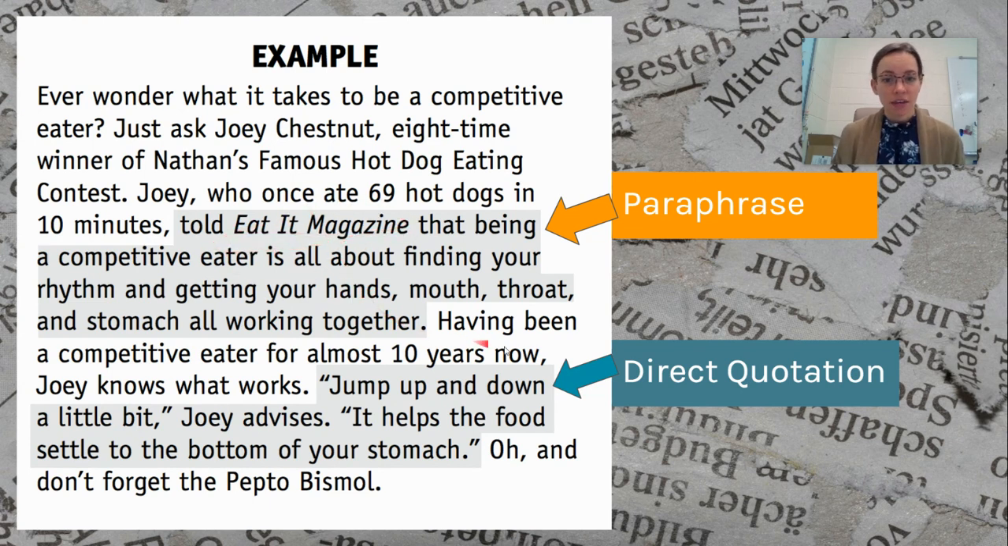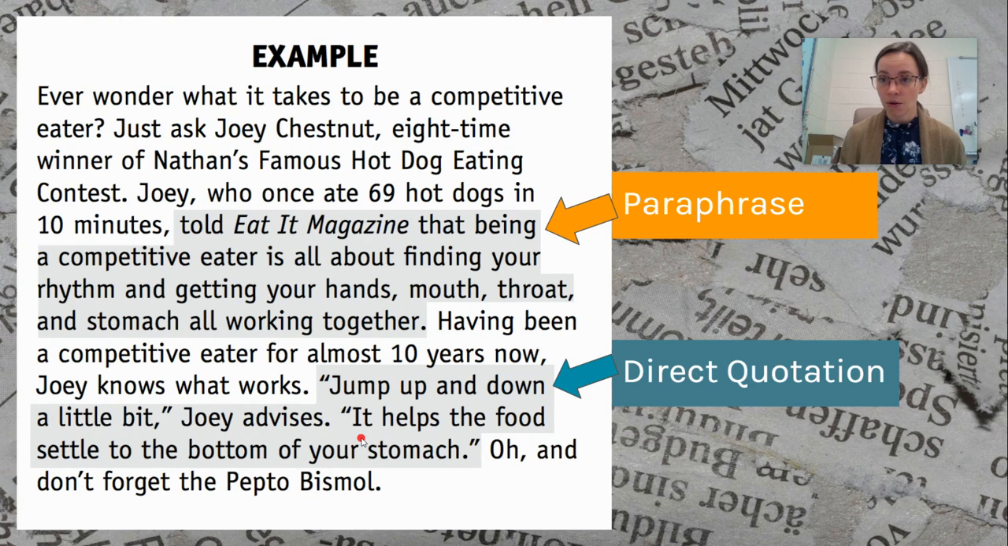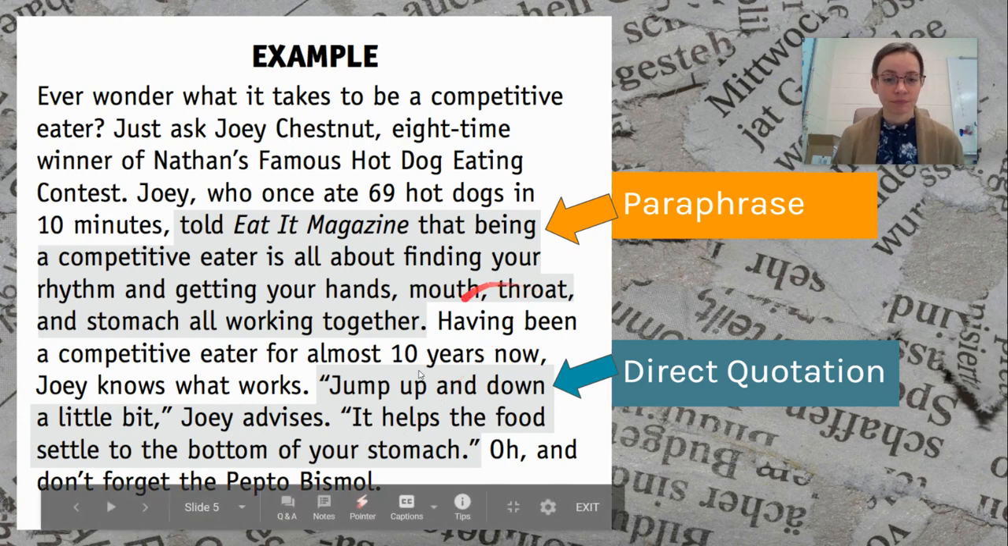Now let's keep going. Having been a competitive eater for almost 10 years now, Joey knows what works. "Jump up and down a little bit," Joey advises. "It helps the food settle to the bottom of your stomach." Now this is a direct quotation. We can tell that because we have quotation marks around the words that Joey spoke. So those are the differences. A paraphrase is put into your own words, and a direct quotation is a copied, direct word-for-word quote from a speaker or writer.